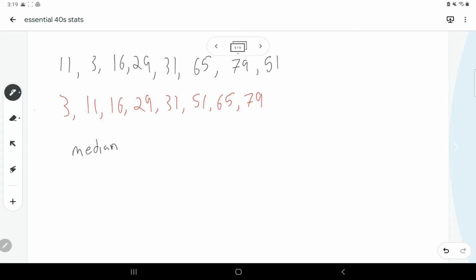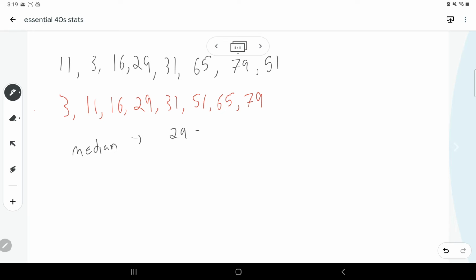Okay, so again, that's the middle value. So we have 1, 2, 3, 4, 5, 6, 7, 8 values. So that's an even number of values. So there's no direct middle number. But we do have these two numbers that are kind of in the middle. They're the two in the center. And because this is an even set, we're going to have to take the average.